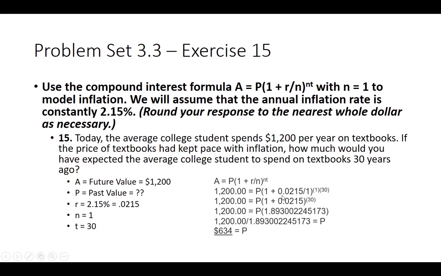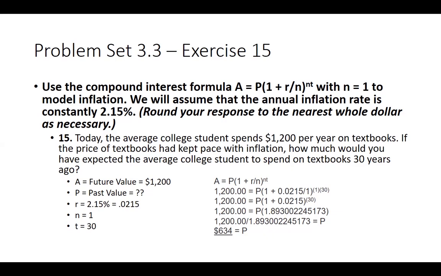And our last inflation problem like this is number 15. Today, the average college student spends $1,200 per year on textbooks. If the price of textbooks had kept pace with inflation, how much would you have expected the average college student to spend on textbooks 30 years ago? So we're looking for the 30 years ago price. We're looking for the past value.